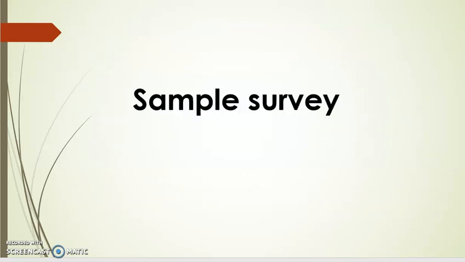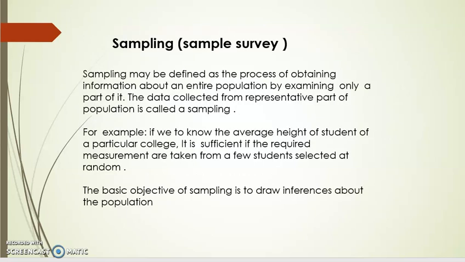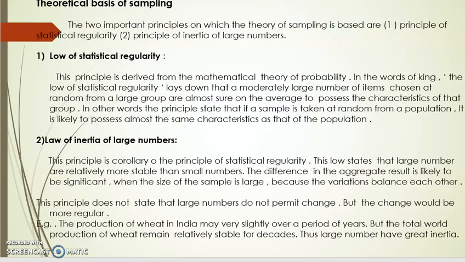Now let's look at the sample survey. Sampling. Sampling may be defined as a process of obtaining information about an entire population by examining only a part of it. The data collected from the representative part of the population is called sampling. Sampling means drawing a sample from a population using sampling techniques. This sample represents the population. Theoretical base of sampling.